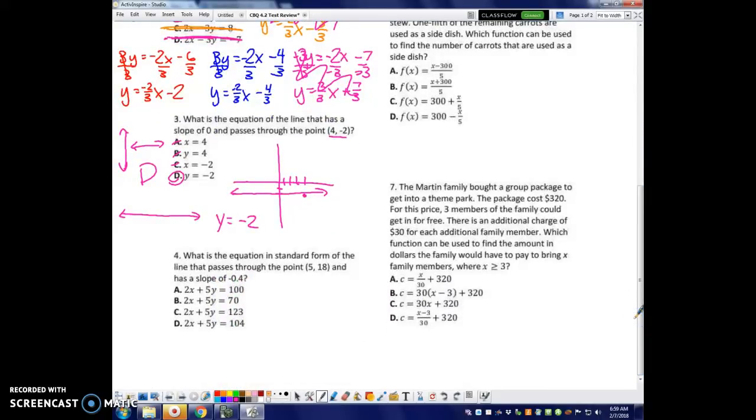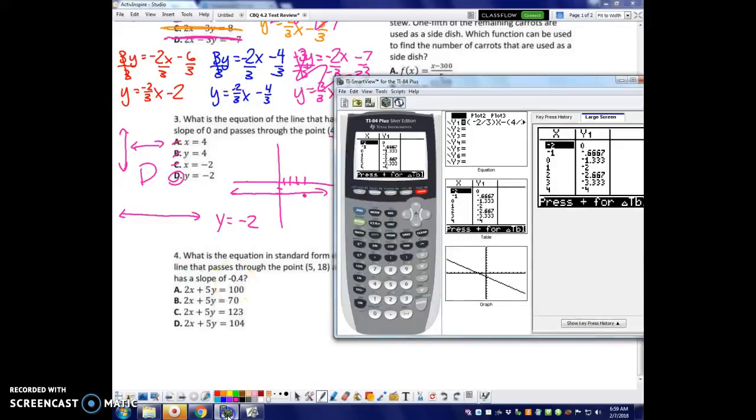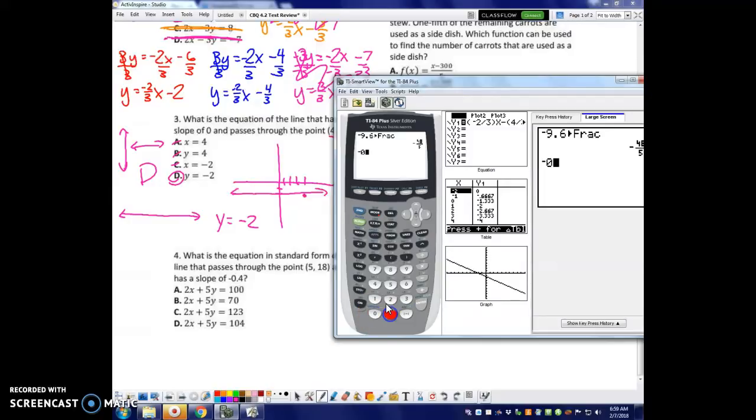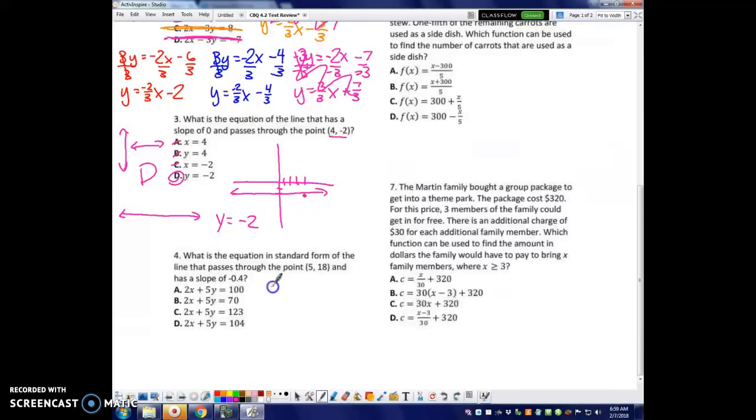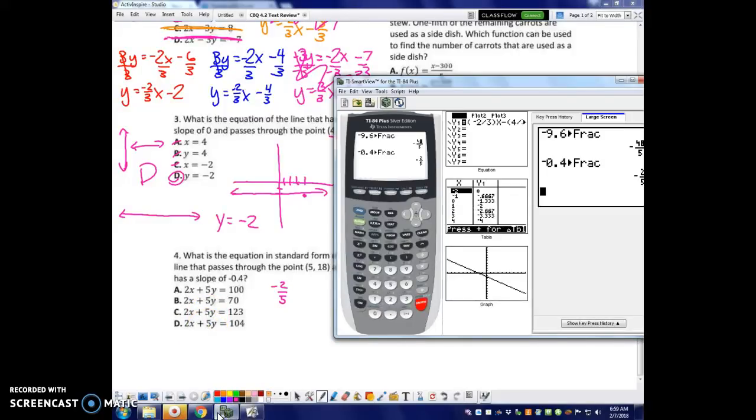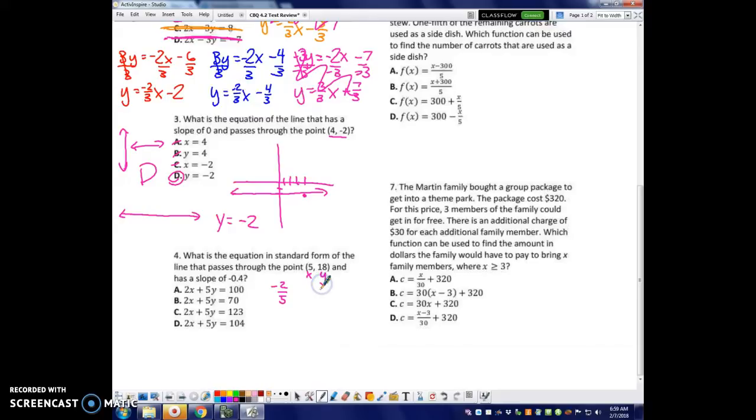Okay? Number 4. What is the equation in standard form of a line that passes through the point (5, 18) and has a slope of negative 0.4? First, let's make that a fraction. Negative 0.4, math enter. It's negative 2 over 5. Just so we know. Okay, so look at this. These are all exactly the same. So here's how I would do this. You have your x and you have your y.